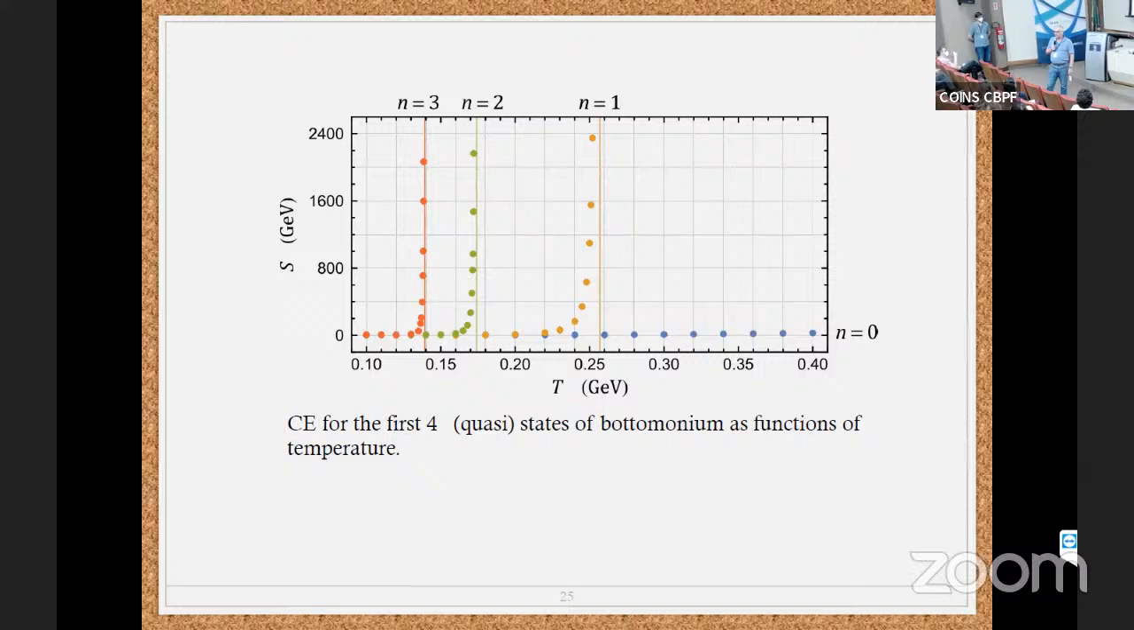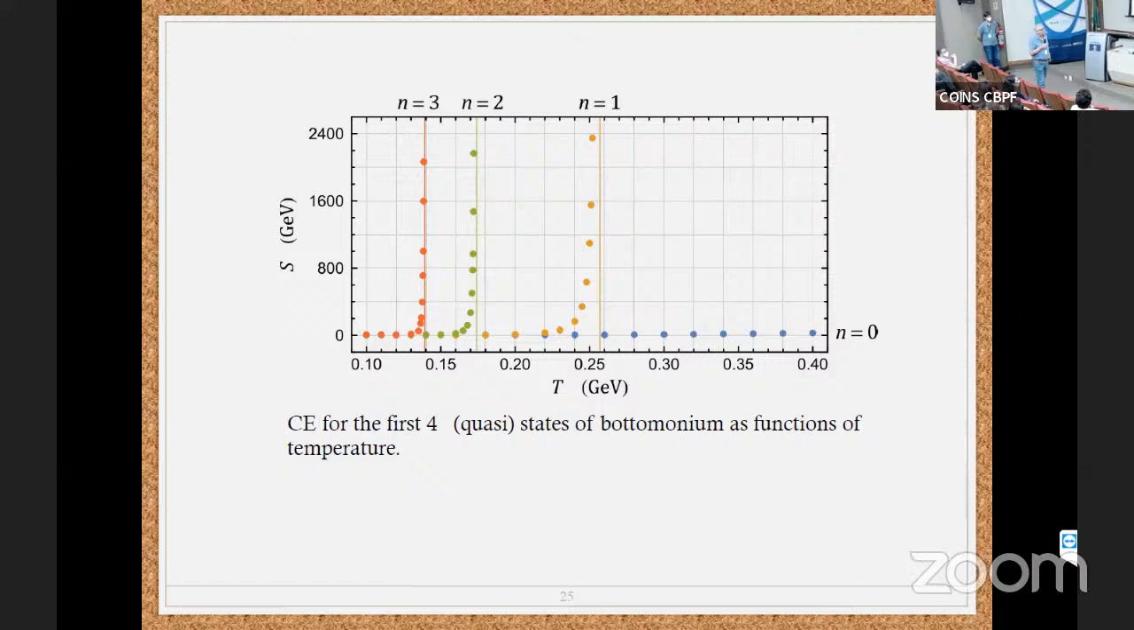Thank you. And also, can you compare the dissociation temperatures that you find to other approaches? The result we got in this paper is consistent with some of our previous results that we compared with results from other approaches. Normally they have a large error bar, but they are consistent with them.